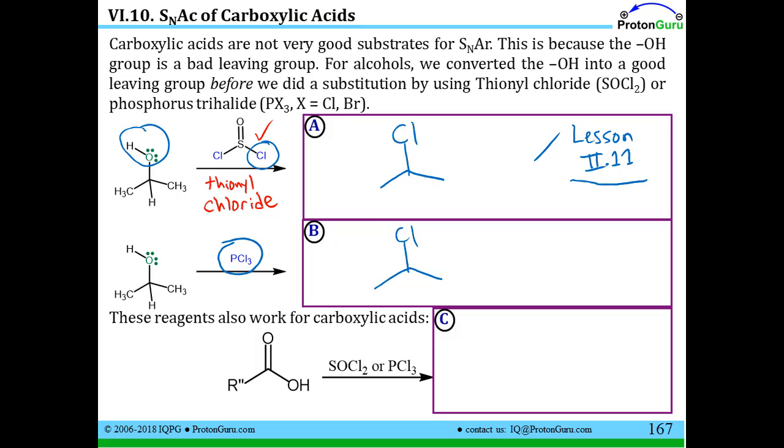We also learned that you could use phosphorus trichloride to accomplish the same transformation, again in that same lesson, lesson 2.11. Now I'm going to tell you that I can use either thionyl chloride or phosphorus trichloride to likewise replace the OH group on a carboxylic acid with a Cl group, just like we did to replace the OH group of alcohols with a chlorine. In fact, the mechanisms by which these transformations take place bear some similarities to what we saw with the alcohols.